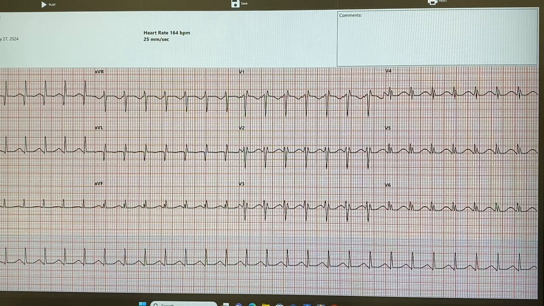166. So, how if you print a 6-second strip, you can count the R waves, I don't use that method. It's pretty inaccurate if there are other things going on, especially if the heart rate is irregular, because you're just taking a 6-second snapshot. Okay, so because of the rates, we're calling it tachycardia.